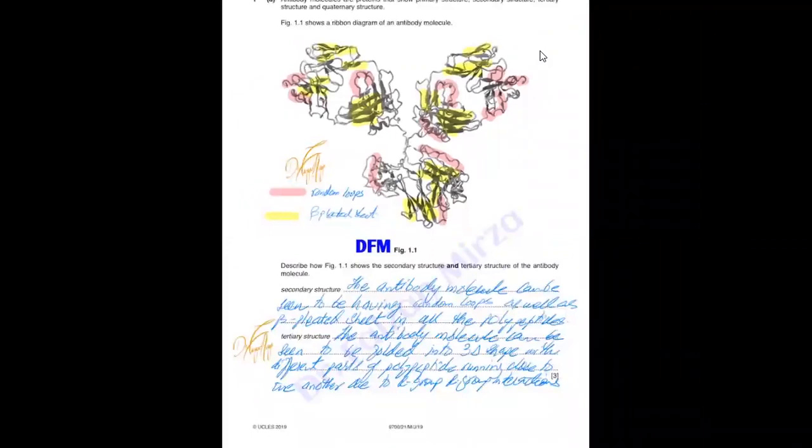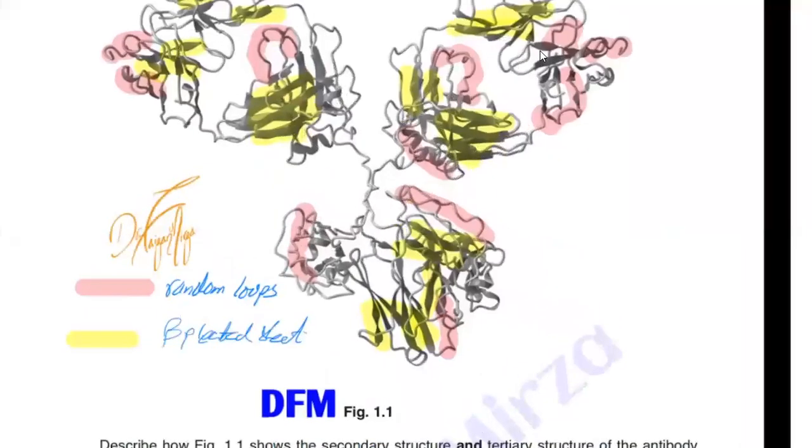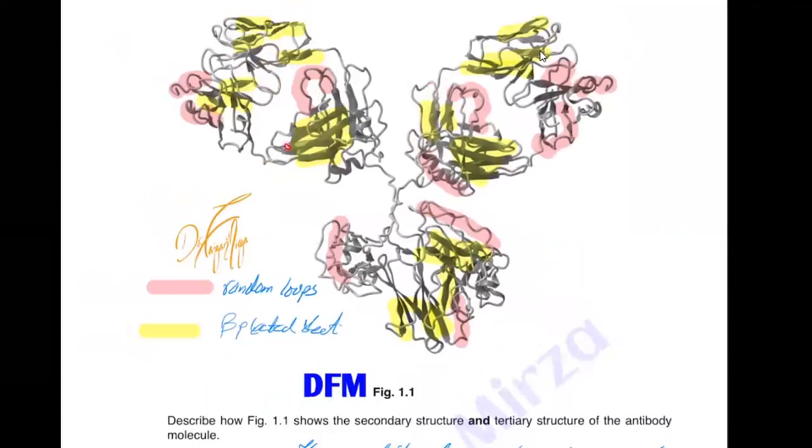So if you refer to figure 1.1, you can see the beta sheets. You can see they are turning, taking turns, and all these strands are beta sheets. So you can see beta sheets at various places within this antibody molecule. So this basically shows the secondary coiling. Plus, you can see these coils as well.